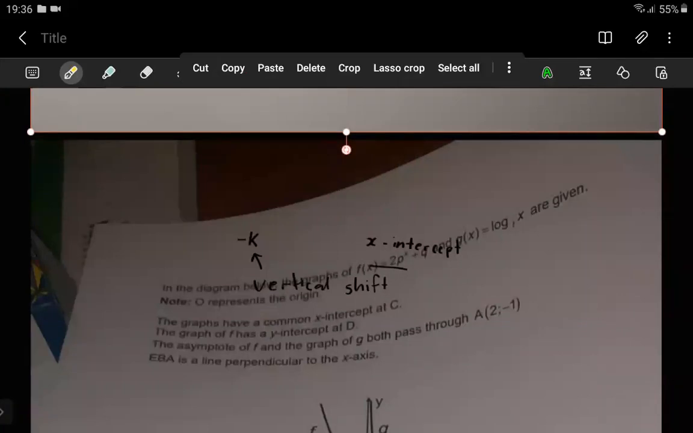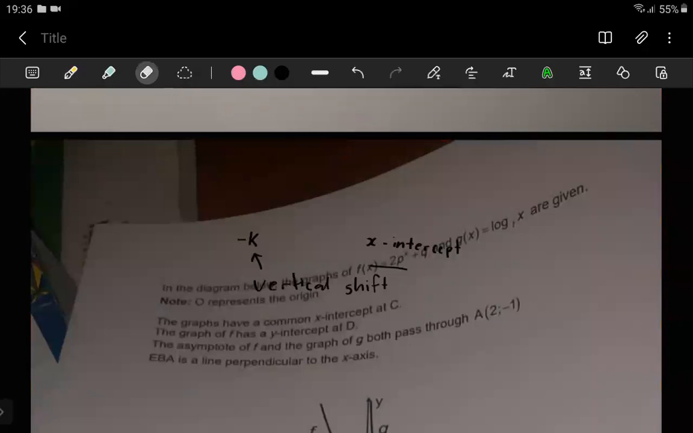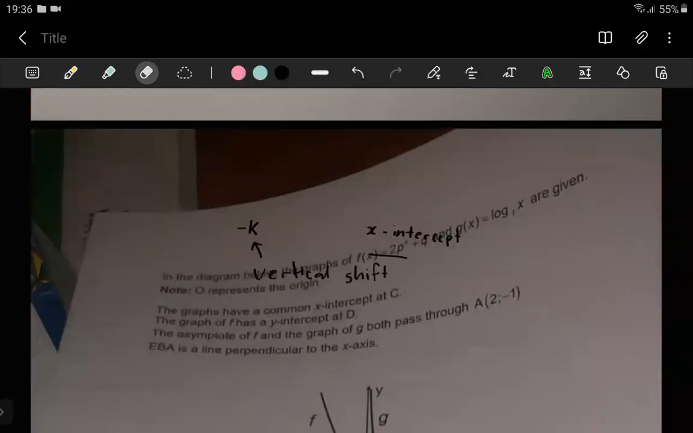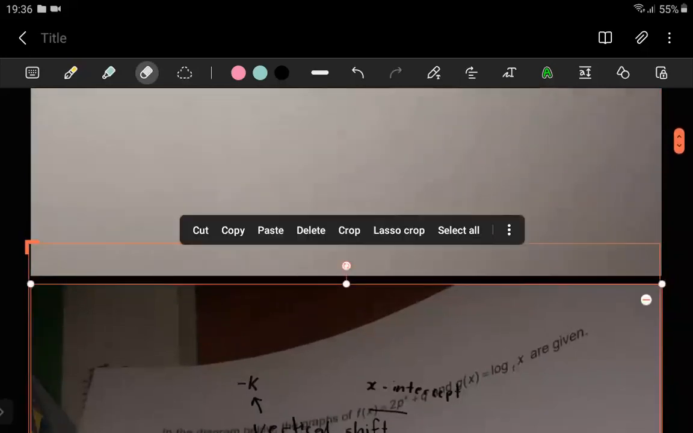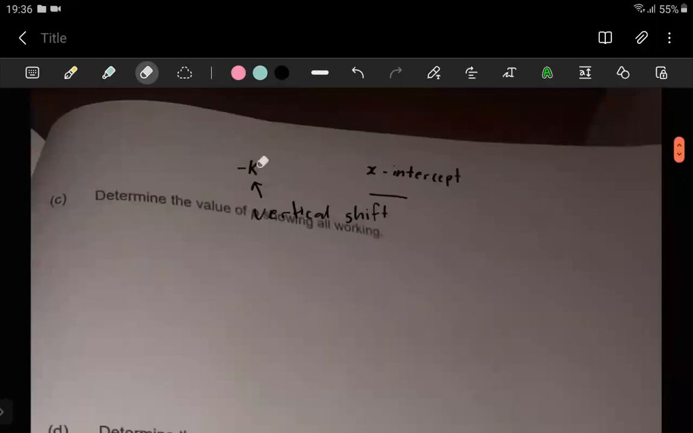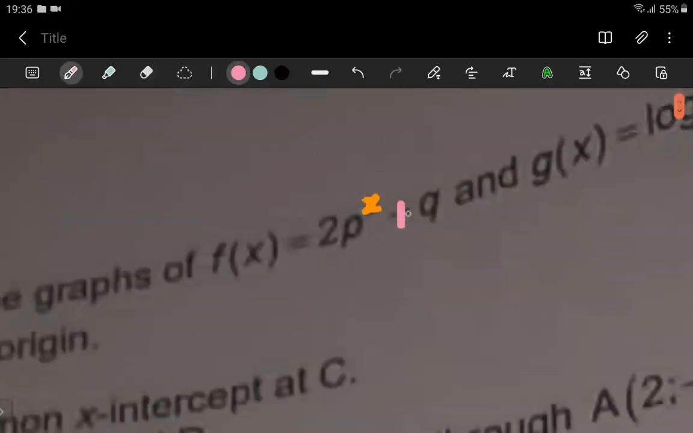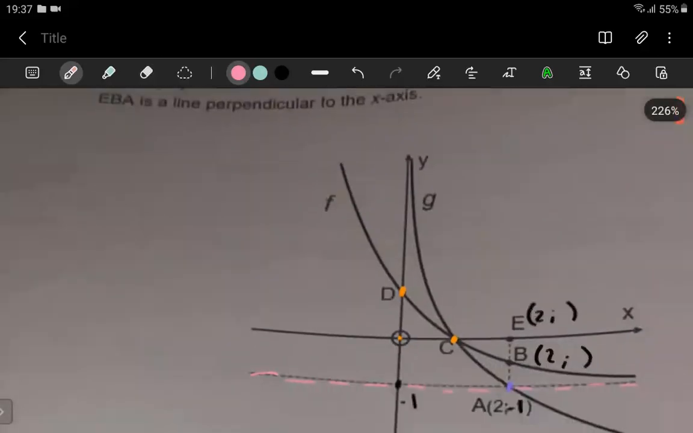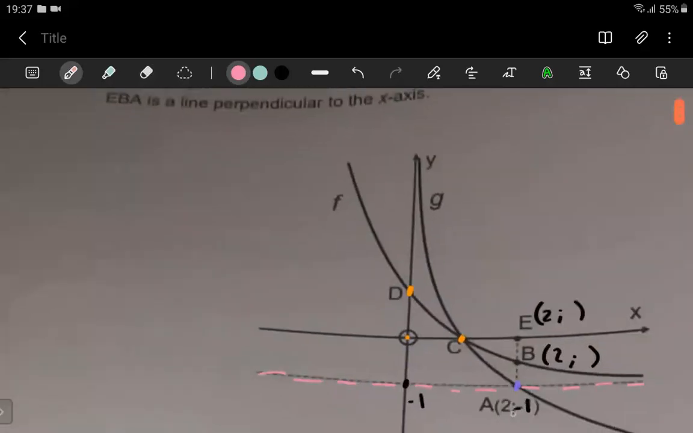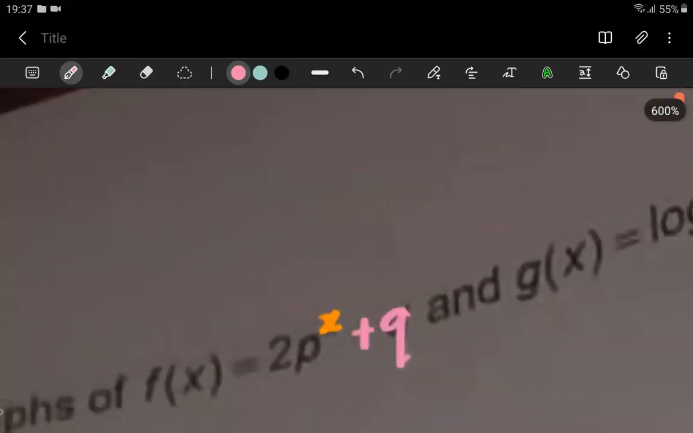So let's see here. With what we have to do, using our sketch, they're asking us to look at the value of P, showing all workings. As you can see here, we mentioned that we know what the asymptote is. The reason we know what the asymptote is is because of this y value of A. So automatically we have Q.